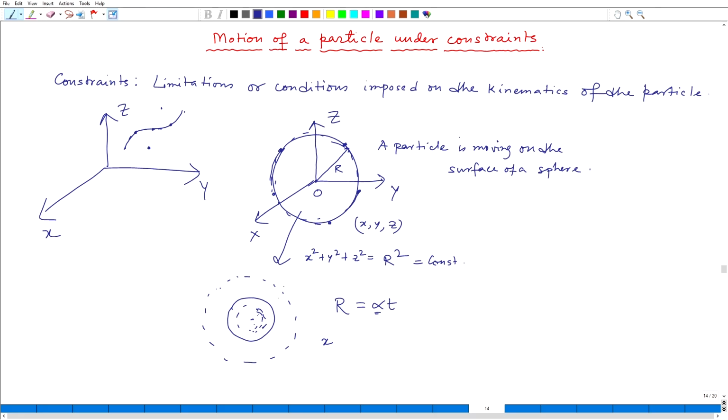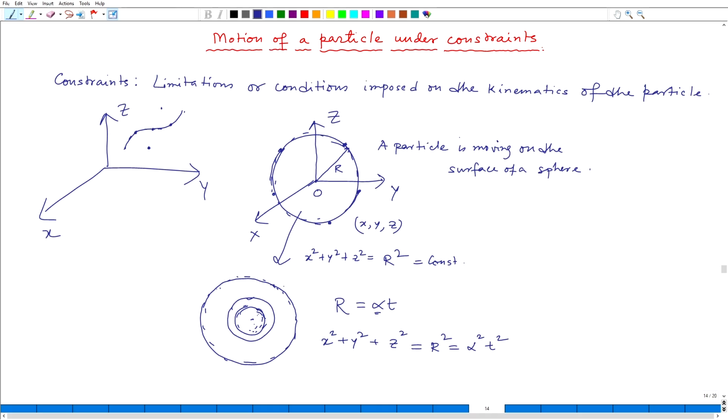Then what happens is that when the sphere is this one, or this one, for all the cases, your x square plus y square plus z square will be equal to r square, but this r square is now no longer constant, it will be alpha square t square, okay.